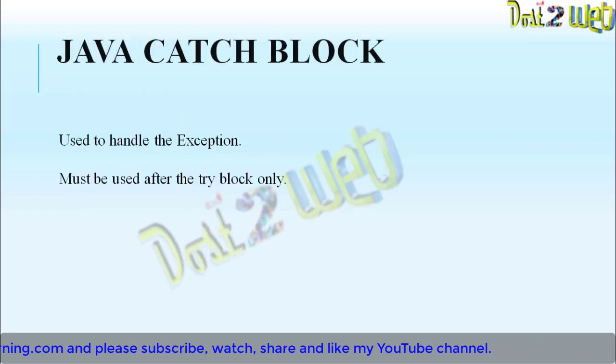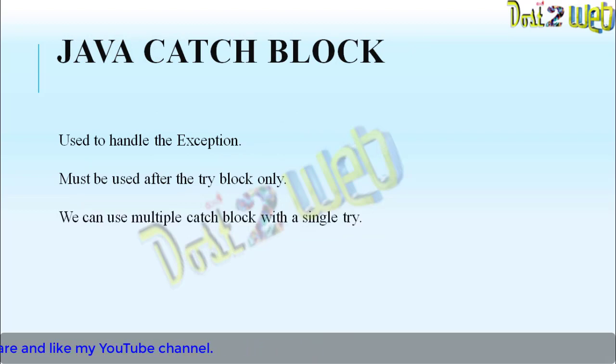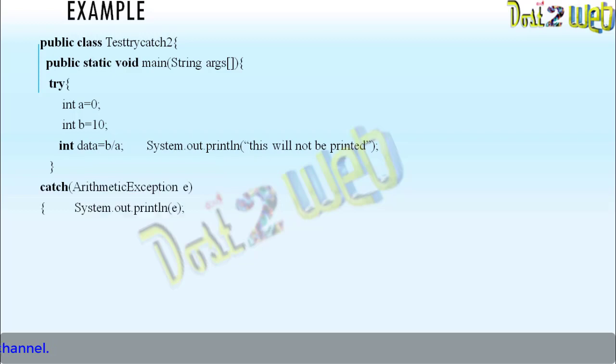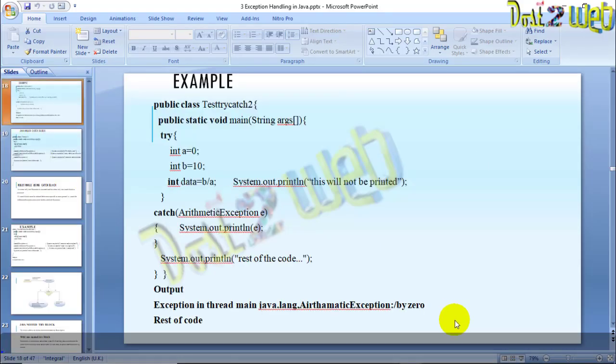So the Java catch block, I have already mentioned that it is used to handle the exception and it will be used after the try block, and you can define multiple catch blocks in a single try. So we have already seen an example, right? We were seeing about this example, right? So let's come to the example.